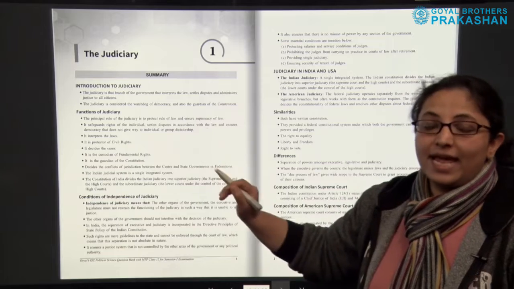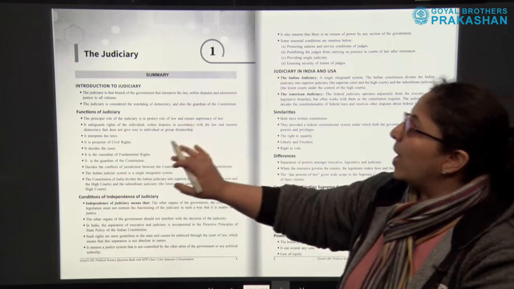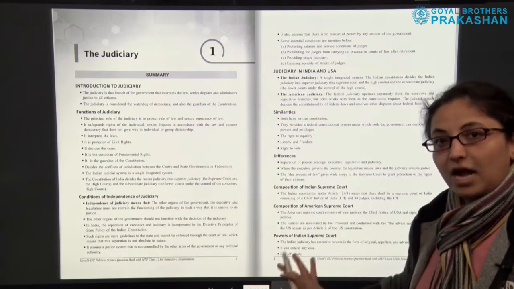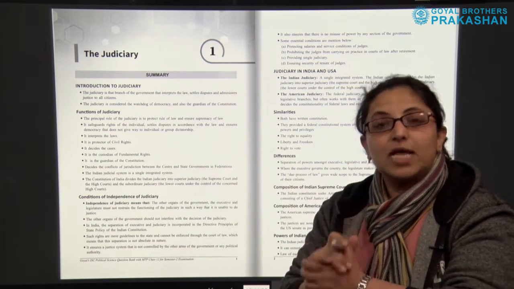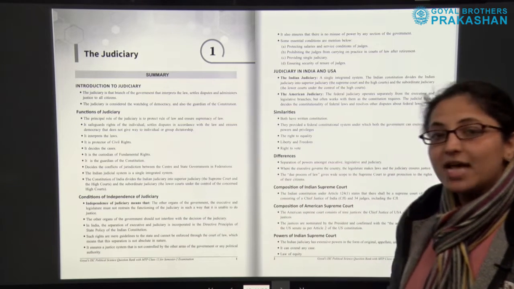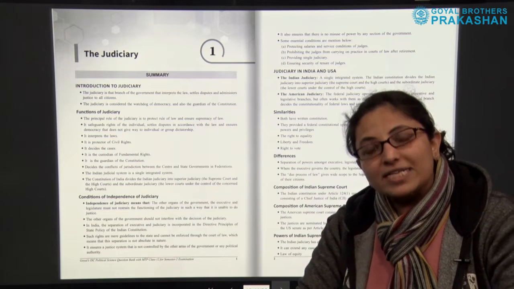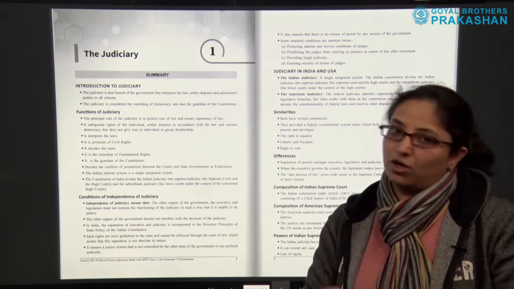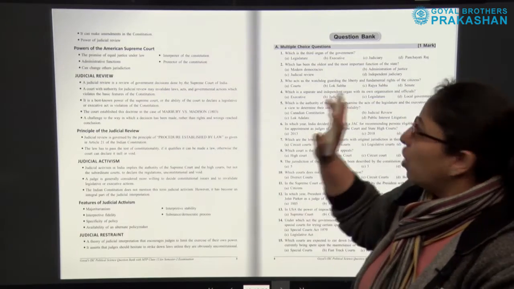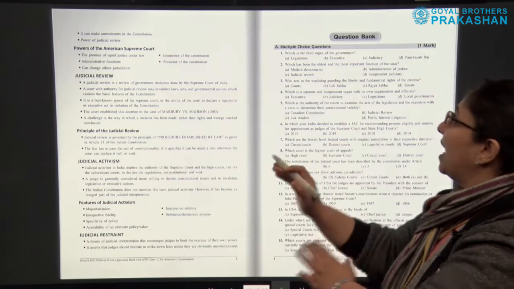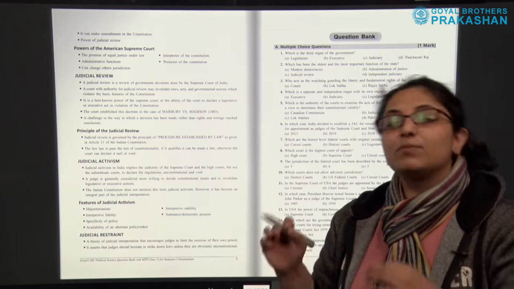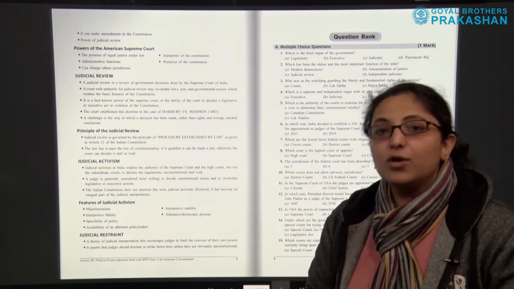This is section A, which is the question bank. Chapter 1, the Judiciary. If you note, the summary is given here in the starting. Everything is given point-wise. All the important points have been covered here in this summary. It is given point-wise for the simple reason that the child can revise the complete chapter effectively in a very short time. Right? So all the important points are given in the starting of the chapter. After that, we have the question bank.